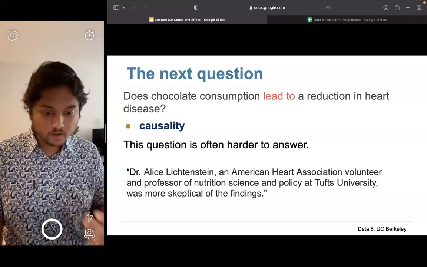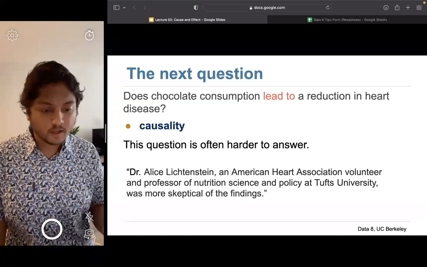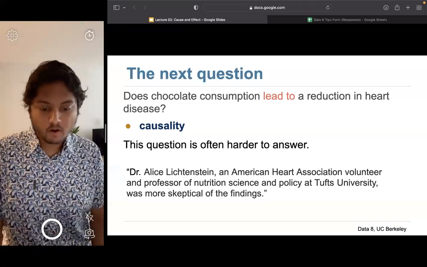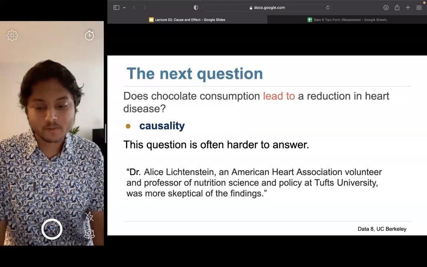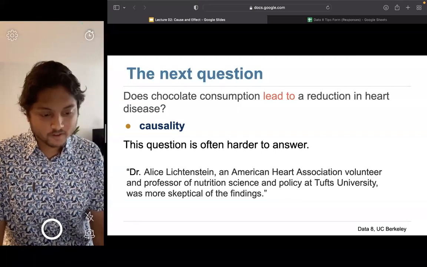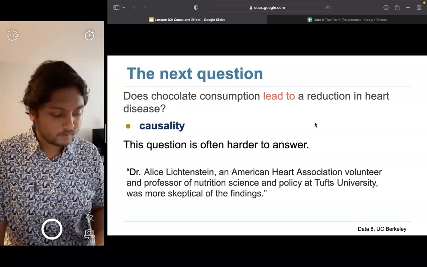Cool. And so in general, assessing causality is pretty hard to do. For this particular case, there were a few folks who dug in deep to the study and were a little bit skeptical of the findings. So it wasn't totally clear in this situation that causality was proved.